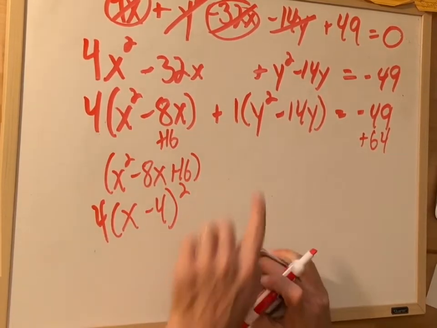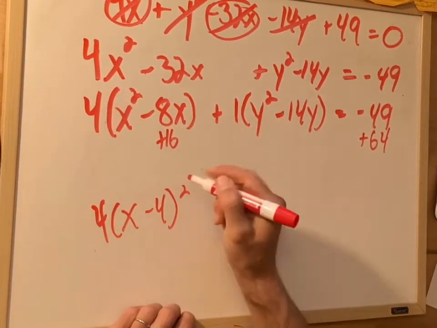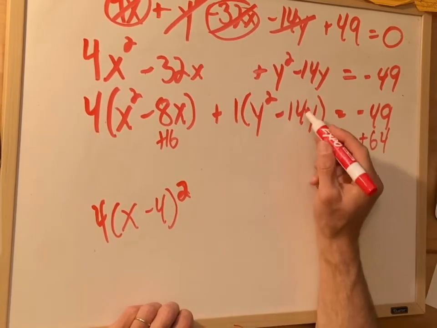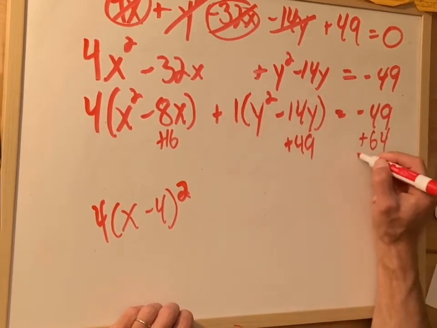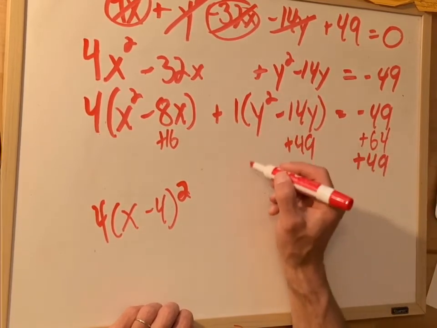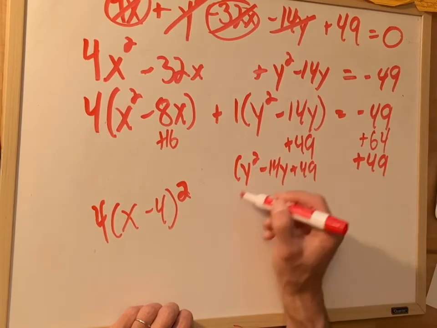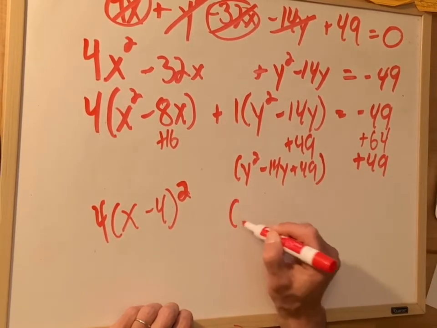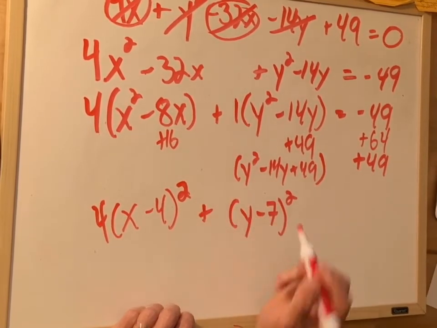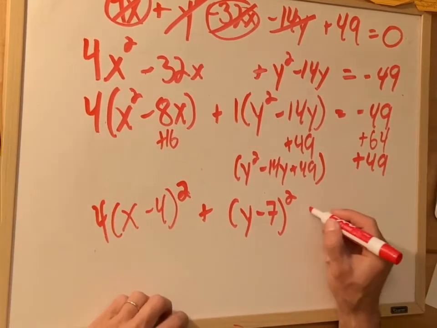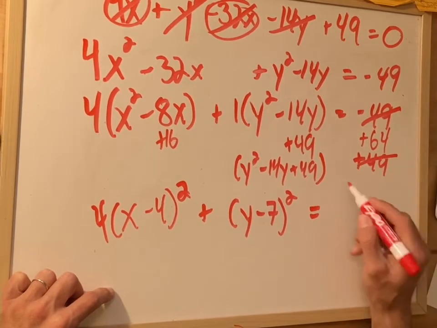Okay, same concept with this. Half of negative 14 is negative 7. Squared is positive 49. Multiplied by 1 gives me positive 49. Now I have y squared minus 14y plus 49 equals, and then I can factor this to get y minus 7 squared. I can put that positive 1 here, but I don't need to. Equals, okay, now 49 and a negative 49 cancel out to give me 64.